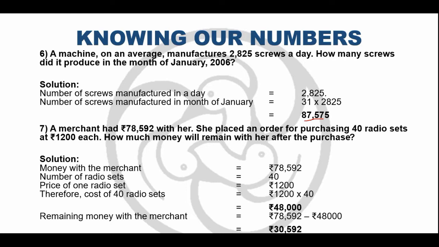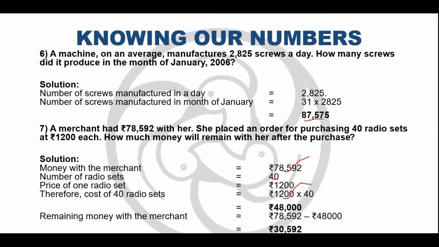Okay. So the money with the merchant is 78,592. Number of radio sets equals 40. Price of one radio set equals 1,200. Therefore, the cost of 40 radio sets equals 1,200 into 40. So 1,200 into 40 equals 48,000.